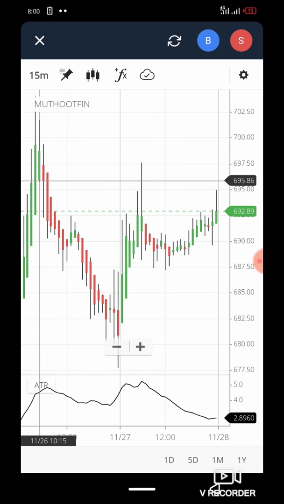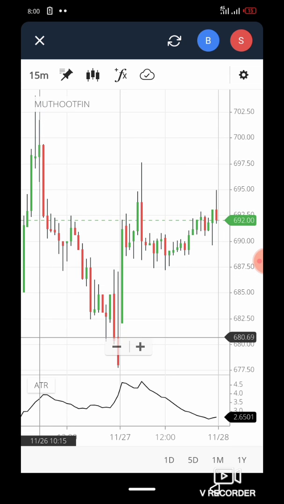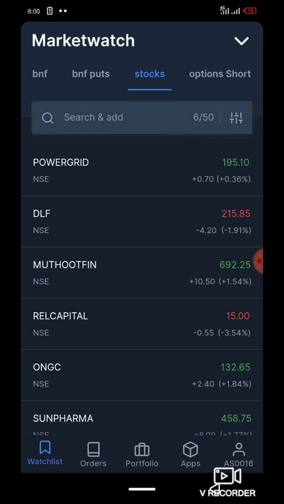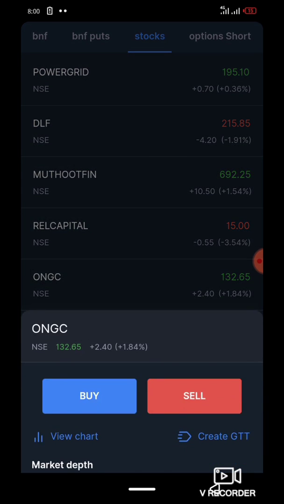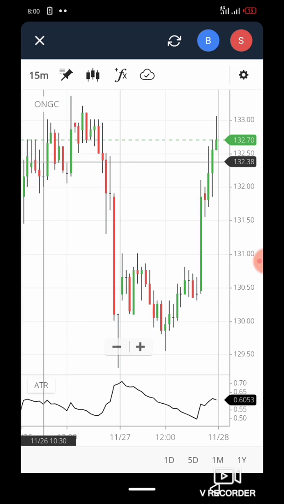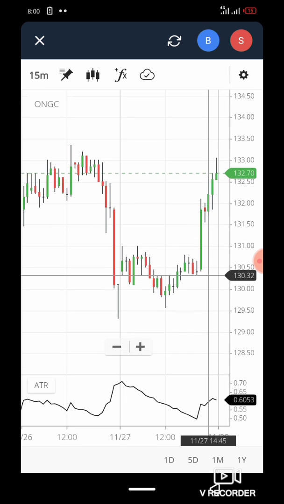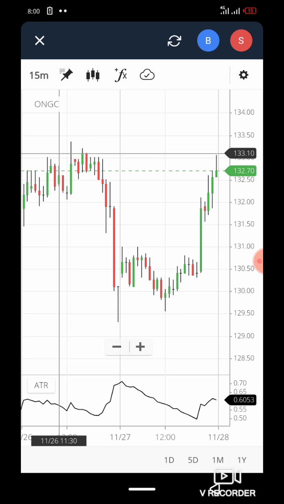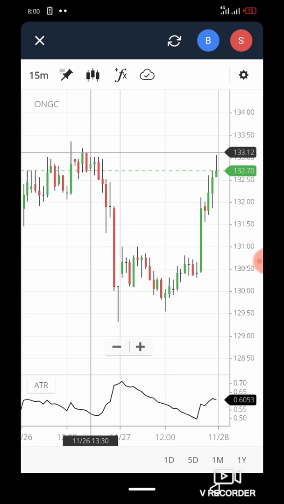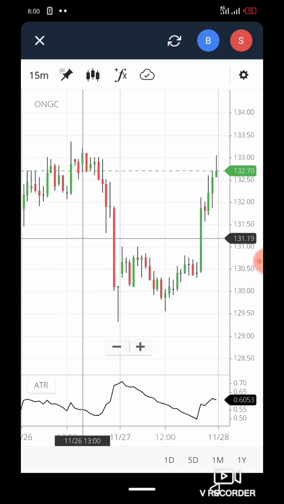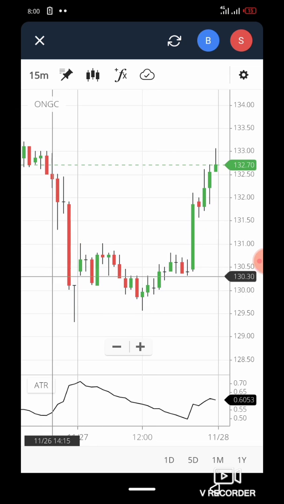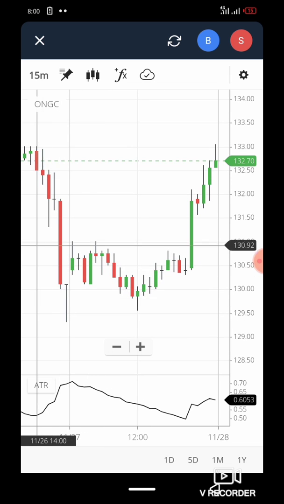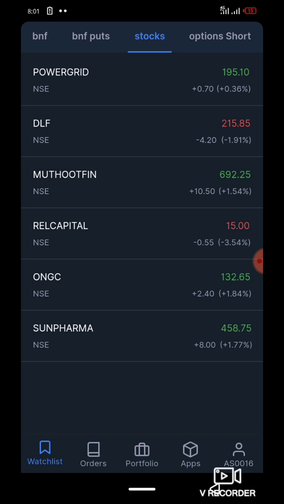So you see the volatility of this Muthoot Finance: day low was like 682, high was like 697. If we compare it with a low-priced stock, you see this stock's range was like 129 to 133. According to this, you need to analyze how much quantity you have to take, and whether to work on futures or options or directly on stock.